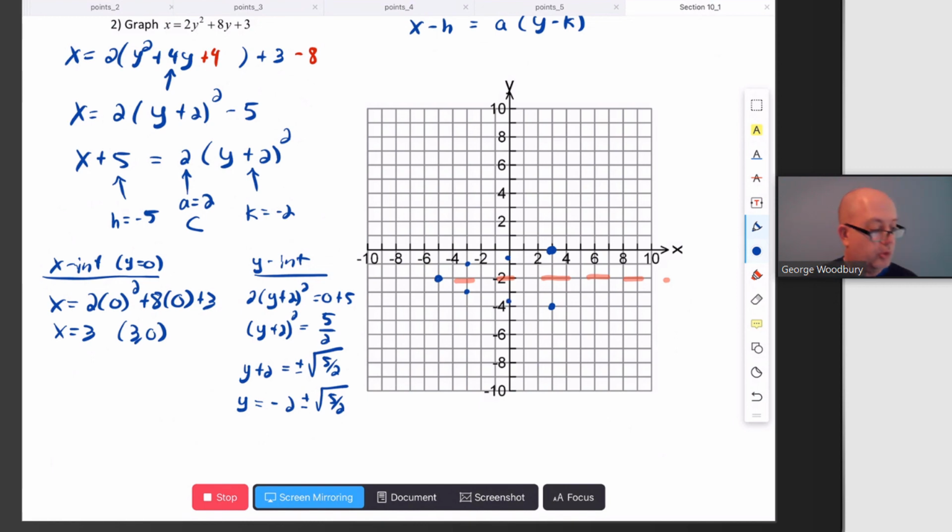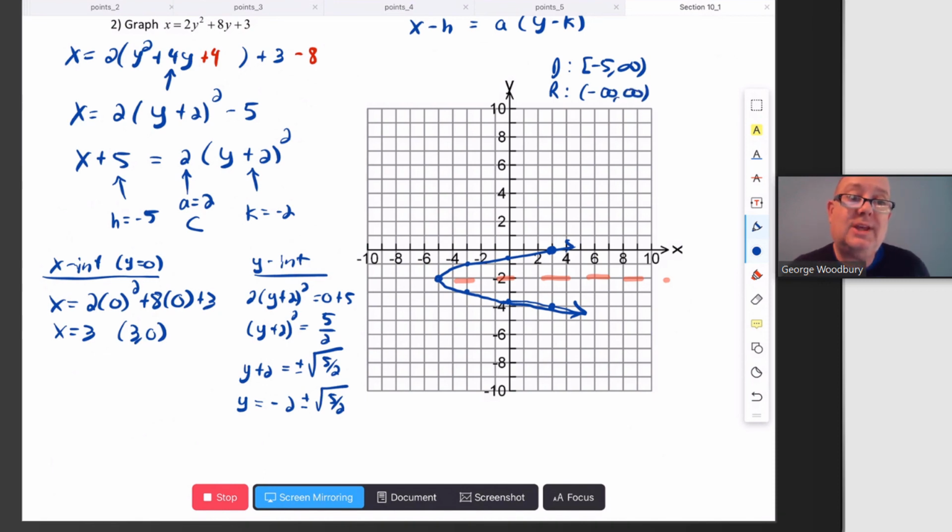Now I've got a lot of points. Help me draw this. Something like that. This time, the domain, how far to the left does it go? -5. How far to the right? Forever. That's infinity. And the range, arrows going up and down, the range is all real numbers.